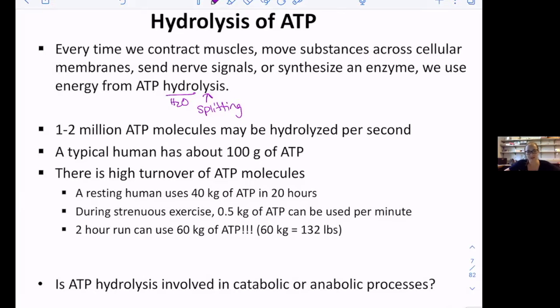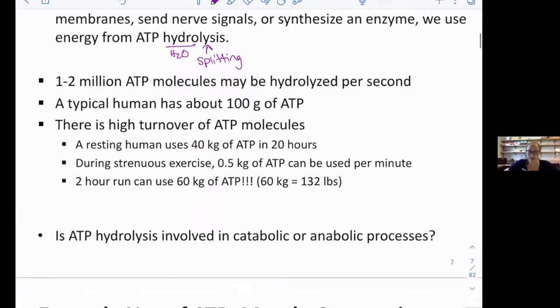During strenuous exercise, 0.5 kilogram of ATP can be used each minute. So it increases significantly if you're exercising. For example, a 2-hour run can use up to 60 kilograms of ATP, which is about 132 pounds. If you run marathons, you use a person's worth of ATP in that marathon. The next question is: is ATP hydrolysis involved in catabolic or anabolic processes? Take a minute, and remember what each of these means.